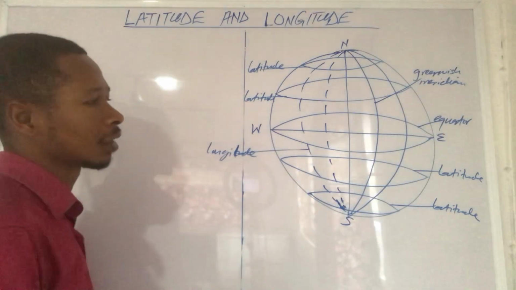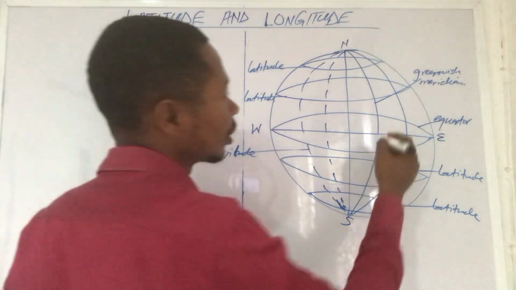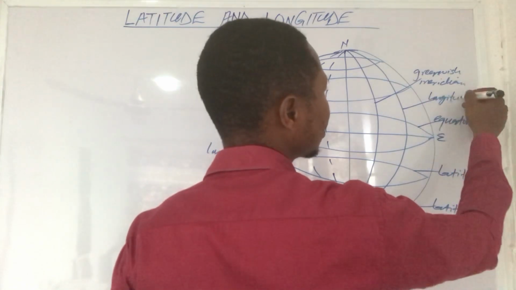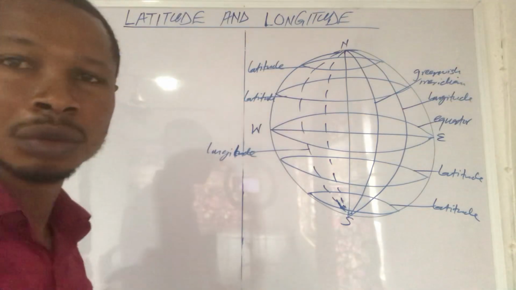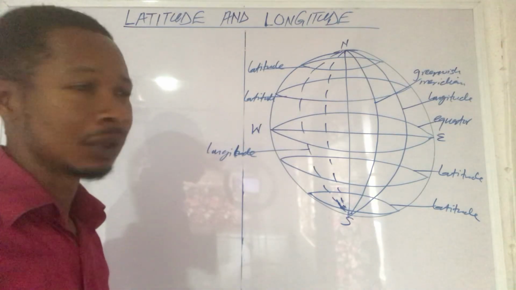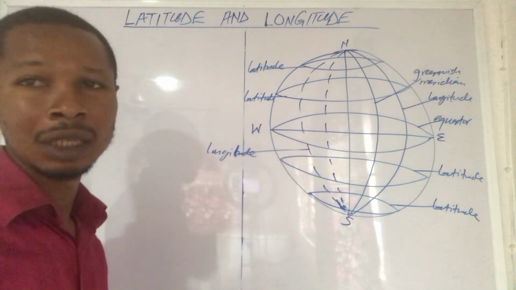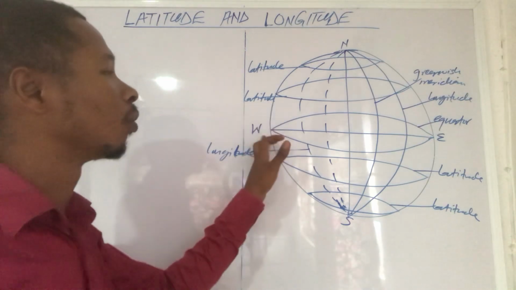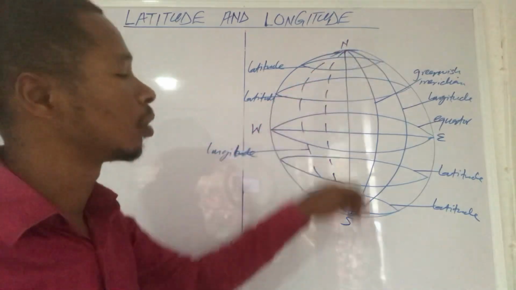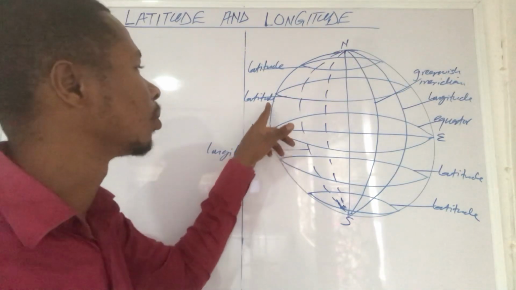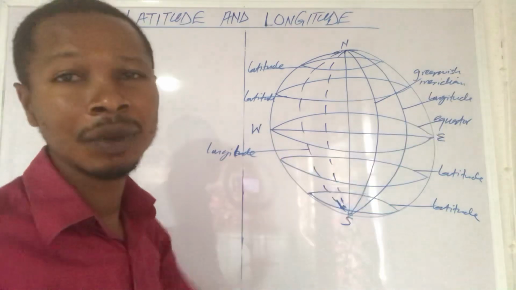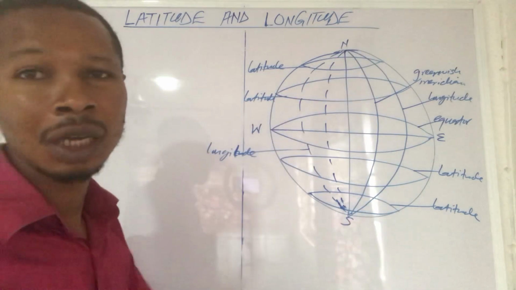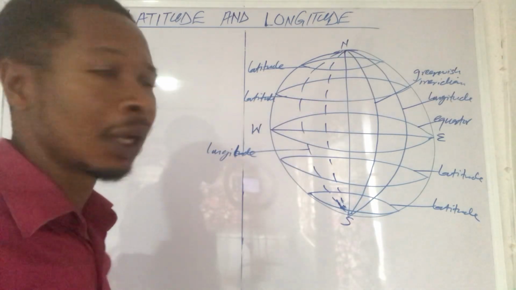So any other one aside from that, we refer to as meridian. This is our longitude or meridian. So this is how you get your longitude and latitude. They are imaginary lines on the Earth's surface that either run from the west to the east or from the north to the south. The ones that run from the west side to the east side are referred to as lines of latitude, while the ones that run from the north to the south poles are referred to as lines of longitude.